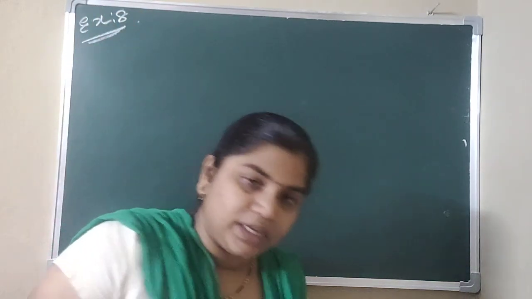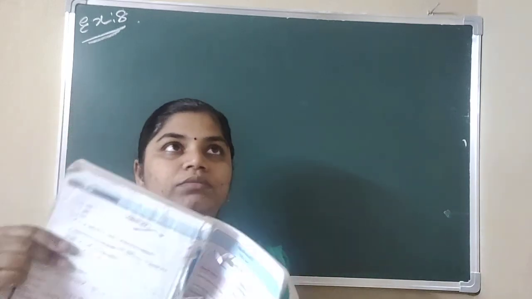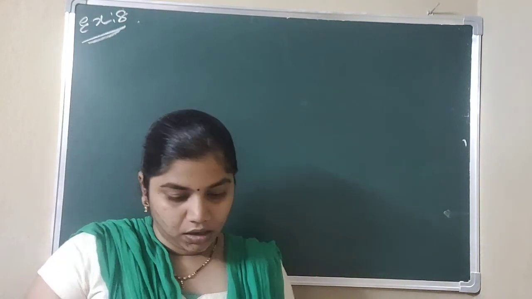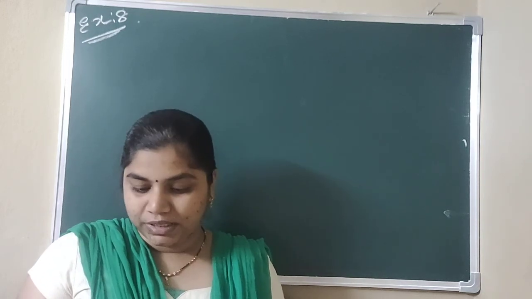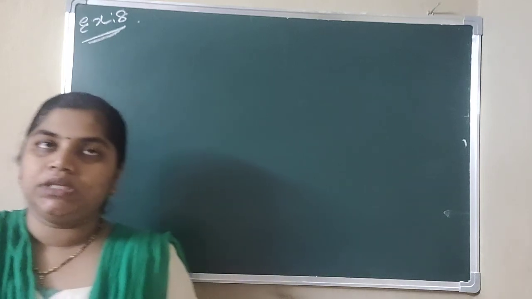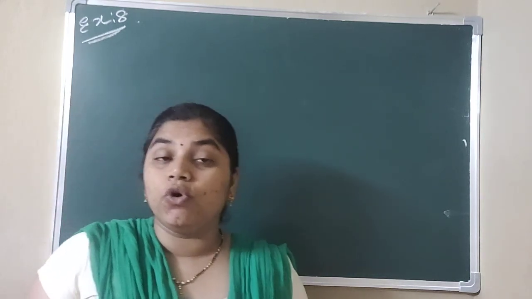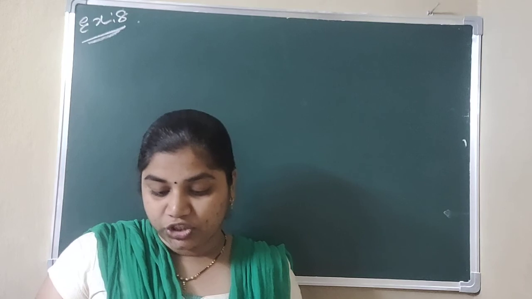So next is the 8th example. What is the 8th question? The present age of Vijaya's mother is 4 times the present age of Vijaya. So what is the age of Vijaya's mother? That is 4 times Vijaya, it seems.